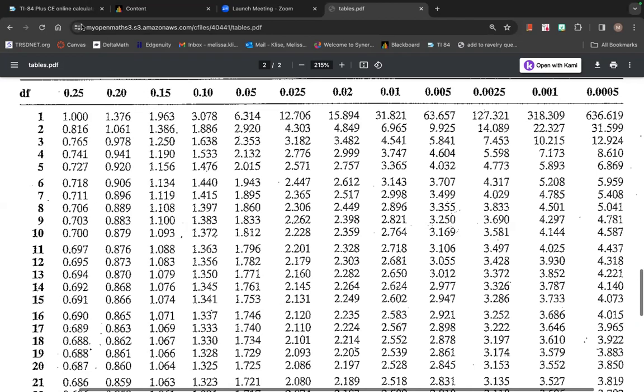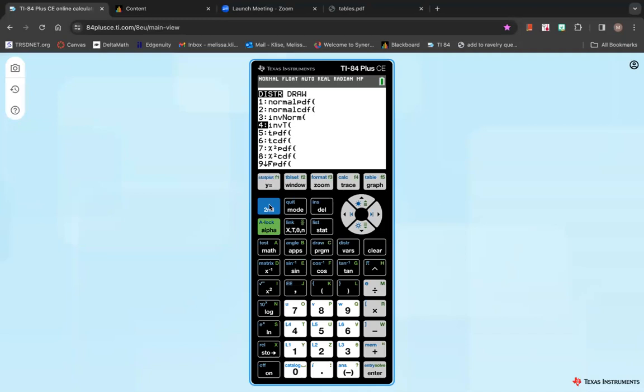If I was using my calculator, I'm going to do inverse t. Second vars, inverse t. I would put 0.005 and then 16. It'll give me a negative, but that's okay. We just know it's positive. It gives me negative 2.92, rounded to 2.921.